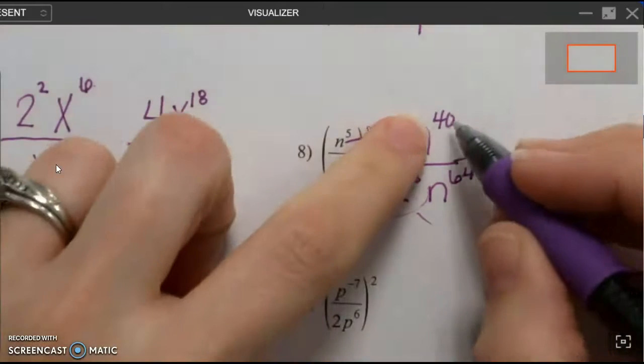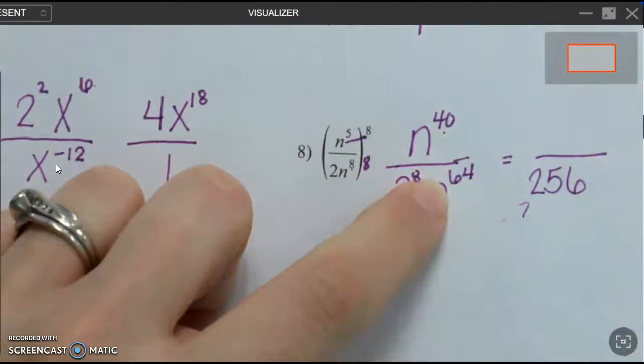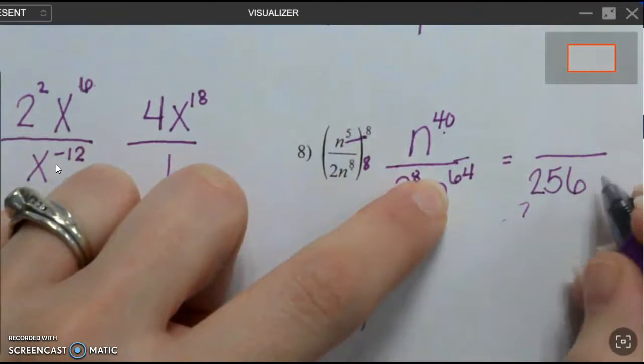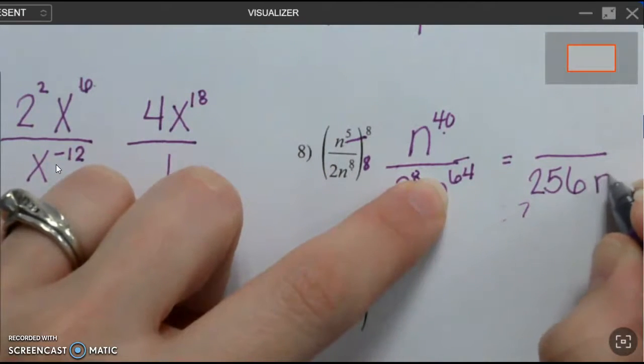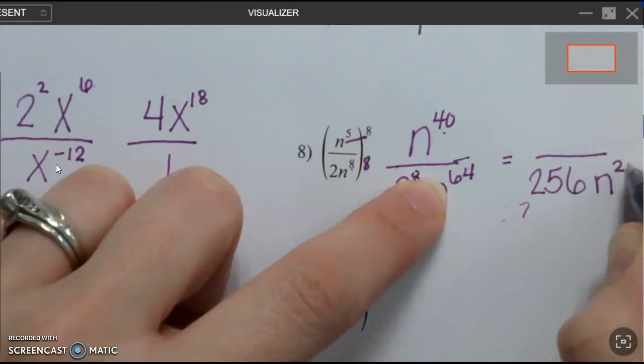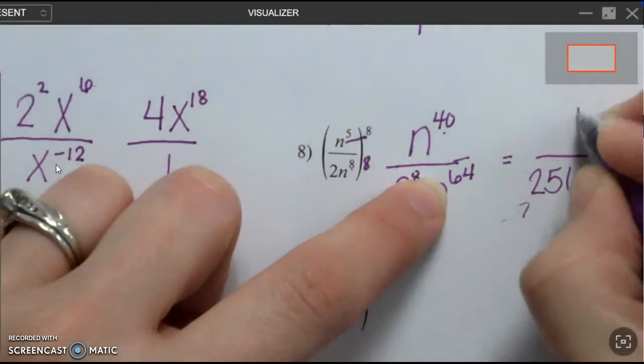Okay, so is that what you got when you did 40 minus 64? Yeah, it came out at negative 24. Okay, so put that on the bottom too, 24. Put 1 on top. You've got to get a 1 on the top there.